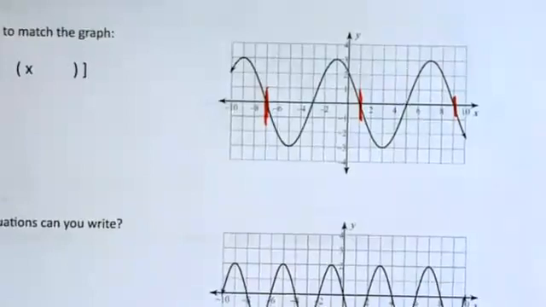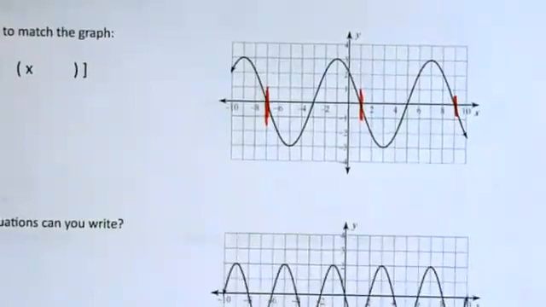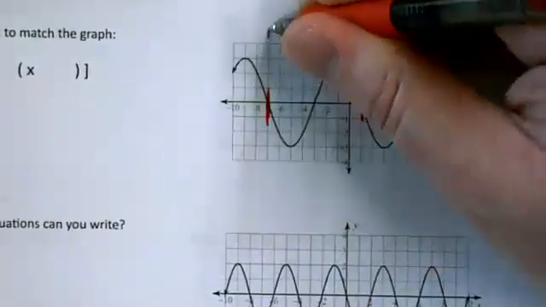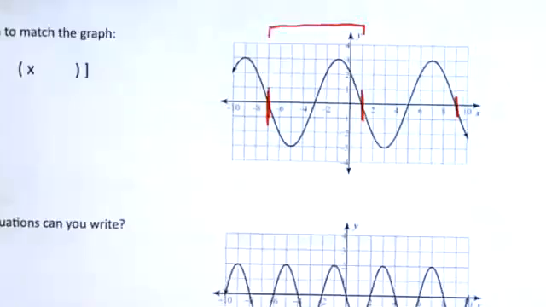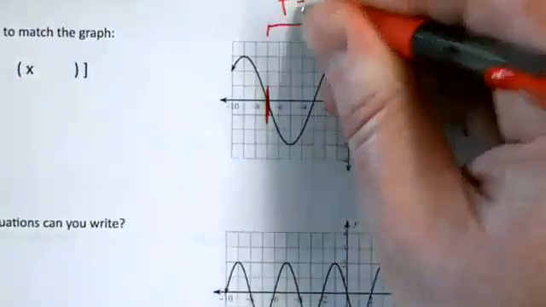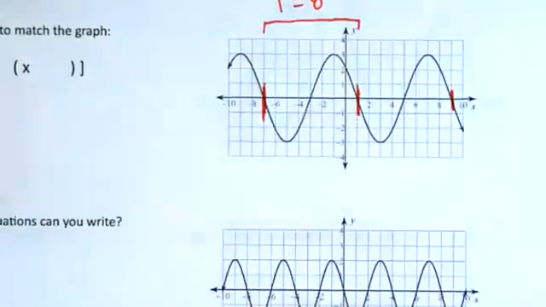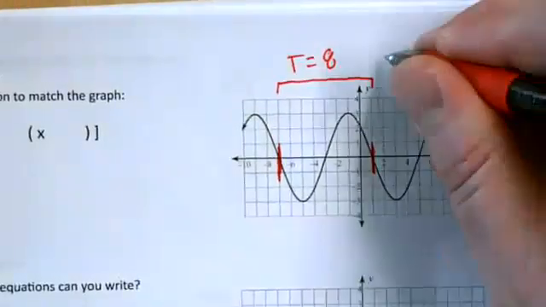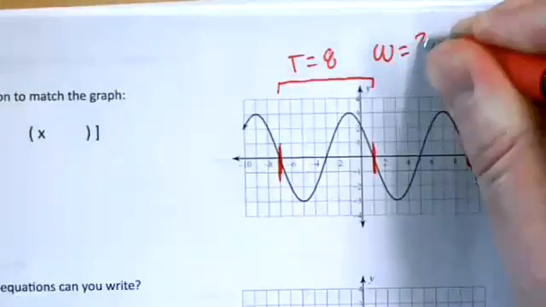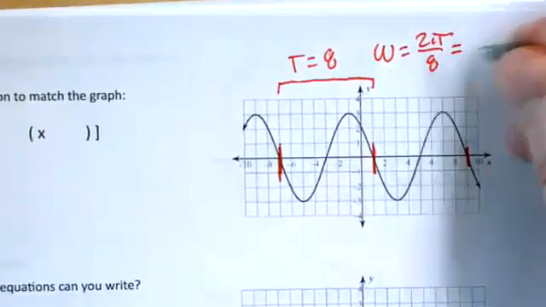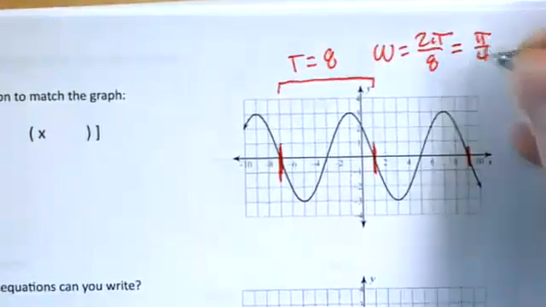And there would be many more that we can't see on the graph. We can see the end of one here and the start of one here. It doesn't matter which one we pick though, the period's going to be the same for each of them. What would that period be? From -7 to +1 is 8. So if we know the period is 8, then we should be able to find omega. Omega is 2 pi over the period. 2 pi over 8 is pi over 4.